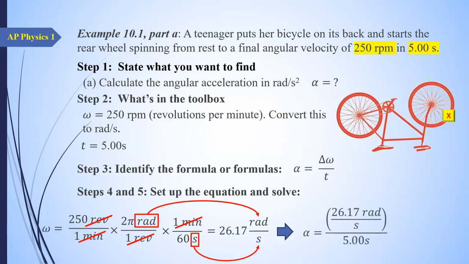Now it does that in 5 seconds. That's the angular velocity, but it's changing by that much in 5 seconds. So the angular acceleration is 26.17 radians per second divided by 5 seconds. That gives you 5.24 radians per second for every second that goes by. That's its angular acceleration.